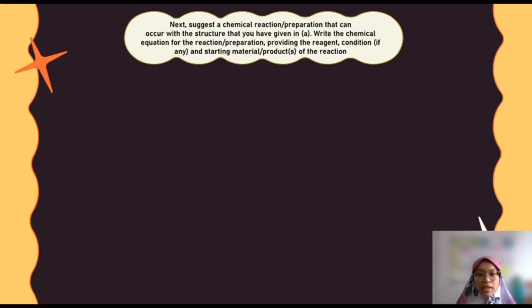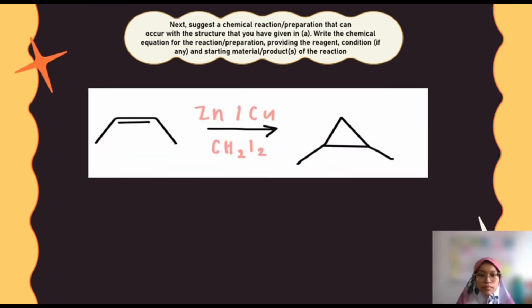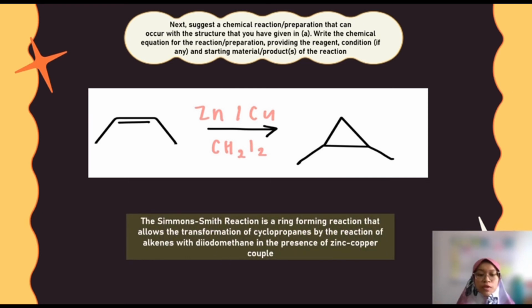Next, suggest a chemical reaction that can occur with the structure that you have given in A. Write the chemical equation for the reaction, providing the reagent, condition, and starting material of the reaction. The Simmons-Smith reaction is a ring-forming reaction that allows the transformation of an alkene to a cyclopropane by the reaction of the alkene with diiodomethane in the presence of zinc-copper couple.